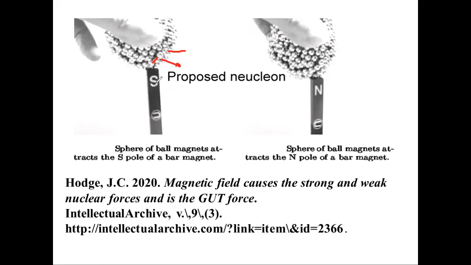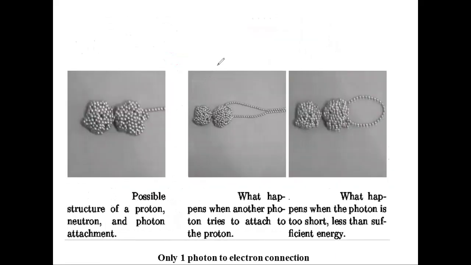And of course, it attracts all other magnets, either north or south. And this then is what the Stowe proposes is the strong and weak nuclear forces. That is to say, we now have all the GUT forces: strong and weak nuclear forces, gravity, and the magnetic and electric forces. This then is what a nucleus might look like.